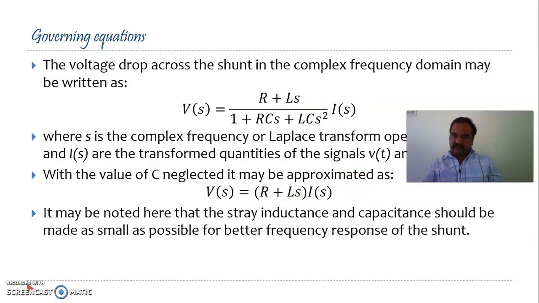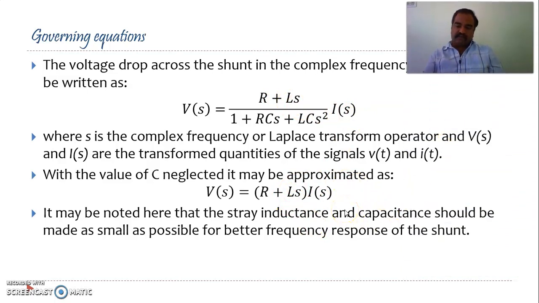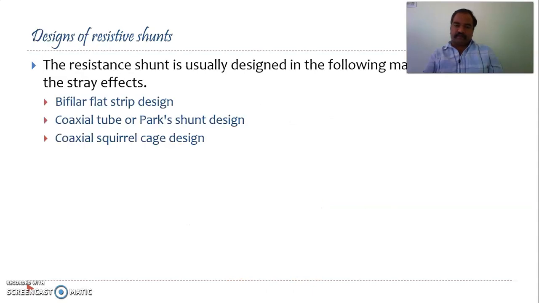So that's why make sure that you try to make your circuit such that it has a very small value of inductance and capacitance. The stray inductance and capacitance should be very, very small. But at least try to make the stray capacitance very, very low in order to have a better frequency response. So keeping that in view, we do have different designs in the market. These three are the commonly employed designs. One is a bifilar flat strip design. The second one is coaxial tube design, also called a Park shunt. And the last one is a squirrel cage design. We will just have a look at the design features of these resistive shunts.